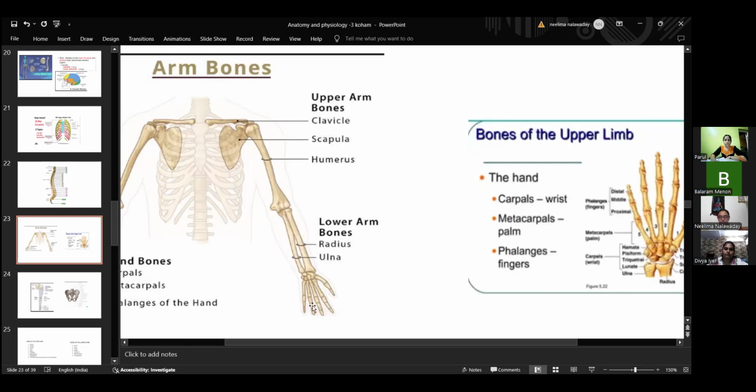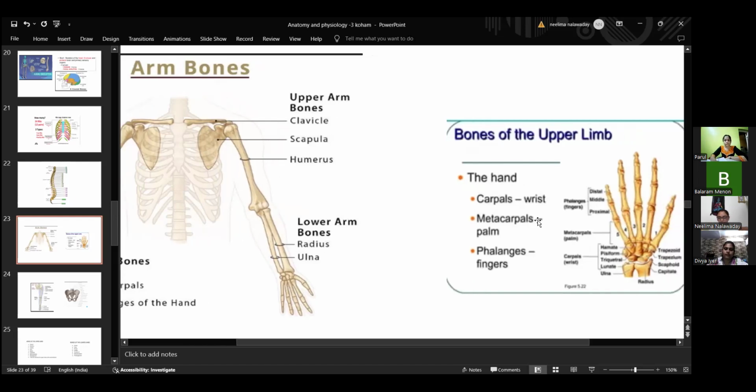Then bones of the hand: carpals, bones of the wrist, metacarpals and phalanges. So the number of carpals is 8, metacarpals 5 and phalanges total 14. 8, 5 and 14.